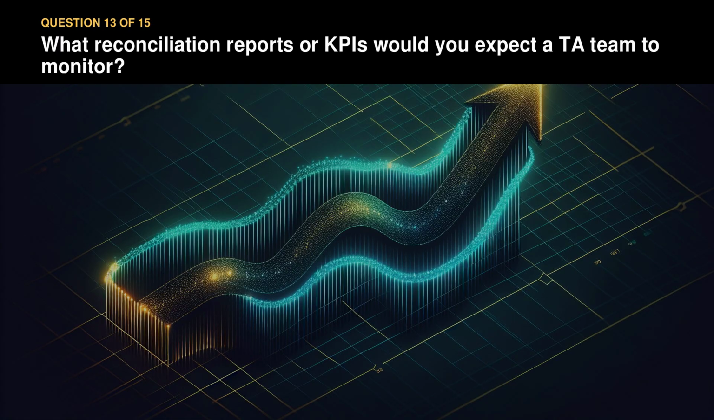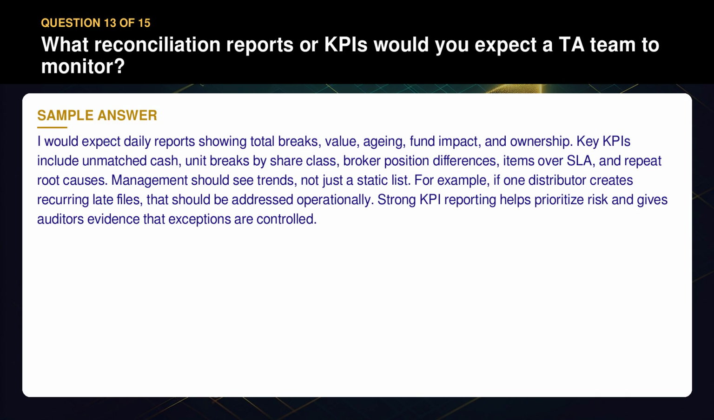Question 13. What reconciliation reports or KPIs would you expect a TA team to monitor? I would expect daily reports showing total breaks, value, aging, fund impact, and ownership. Key KPIs include unmatched cash, unit breaks by share class, broker position differences, items over SLA, and repeat root causes. Management should see trends, not just a static list. For example, if one distributor creates recurring late files, that should be addressed operationally.